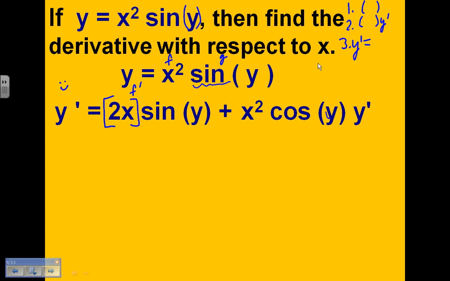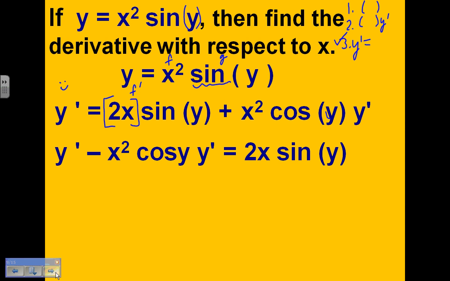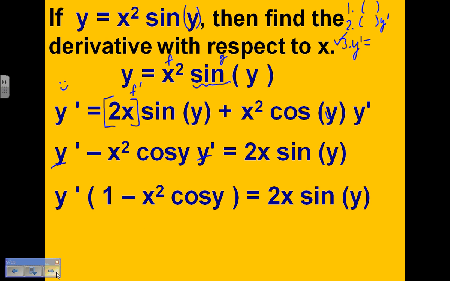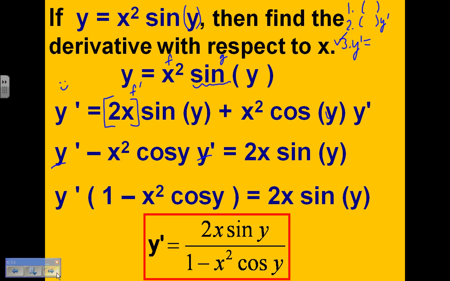All right, third step. Got to get all the y primes together. I'm going to go to the left, for sure. So I'll subtract it over. And then, when you have y primes in each term, you go ahead and factor them out, and then divide to get your final answer.